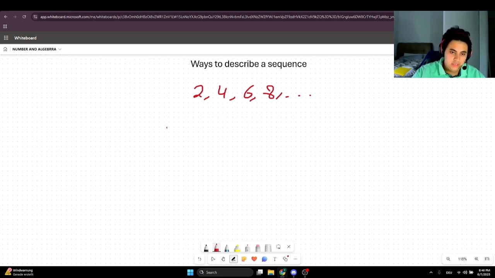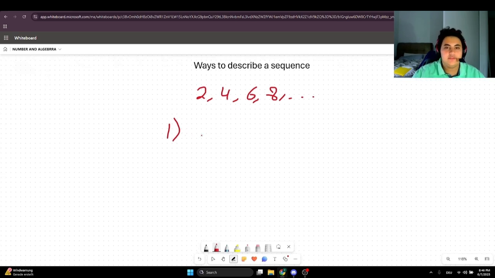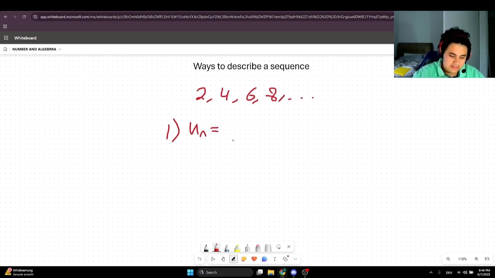Okay. So there's generally two methods of describing a sequence. First of all is when you're describing the general form or the general term Un in terms of n. Okay? So what do I mean by in terms of n? In terms of n basically means that you have n as an input. It's a direct input to describe the sequence. So for example, in this case, it's 2n, right?